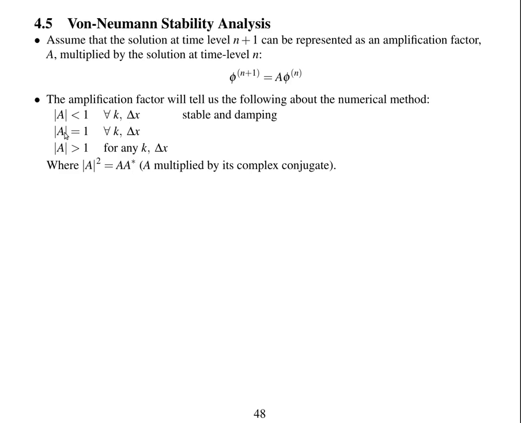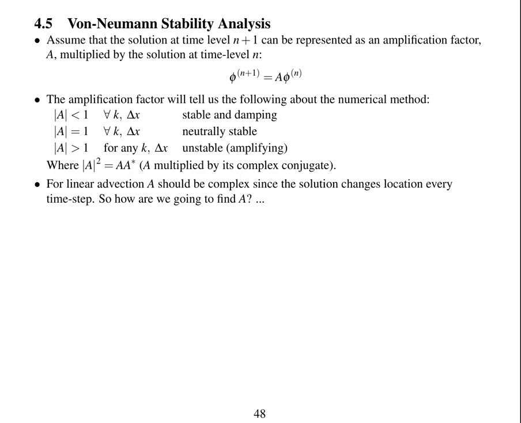If the magnitude of the amplification factor is equal to 1, then the scheme will be neutrally stable. It won't amplify the solution and it won't make it decay, it won't dampen it. If the amplification factor is greater than 1, for any wave number k or for any resolution delta x, then the solution will be unstable, amplifying. A is assumed to be complex, so the magnitude squared is A multiplied by its complex conjugate.